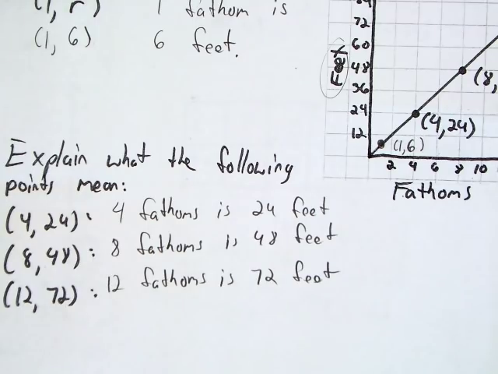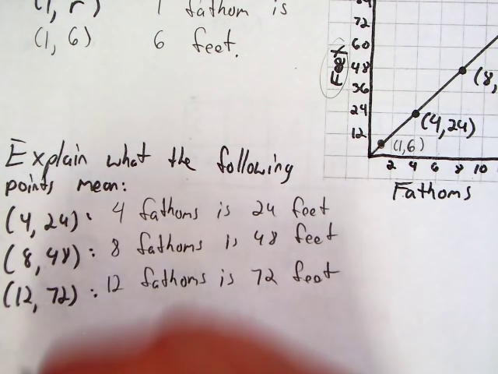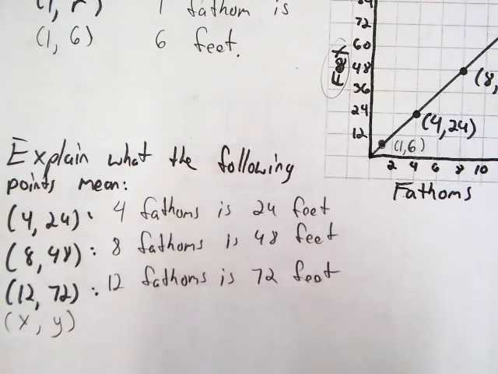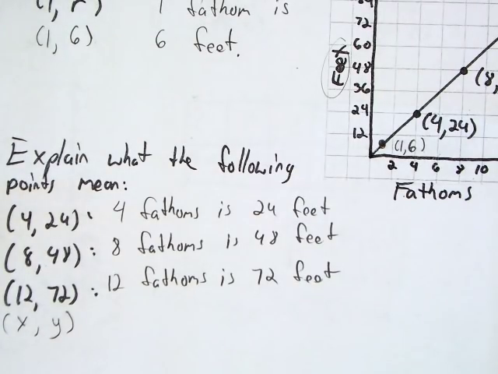Keep in mind when we are doing this, all ordered pairs are listed as x, comma, y. So this would be x, comma, y. So again, the x values, according to the graph, is in fathoms. The y values, according to the graph, are in feet. So the number that is in the x place represents how many fathoms. The number that is in the y place represents how many feet. So keep that in mind as we are going through and graphing in the future.